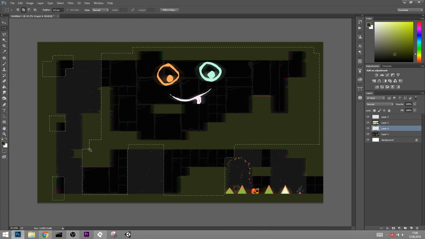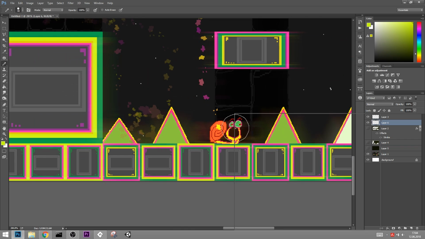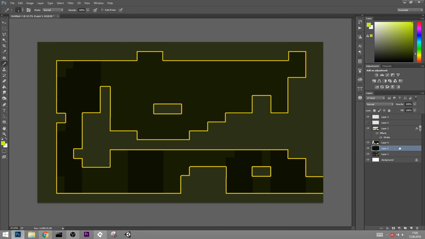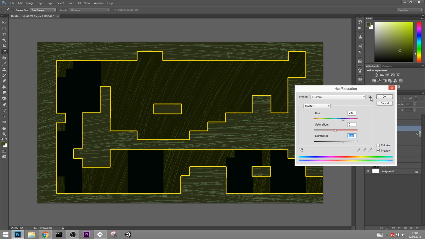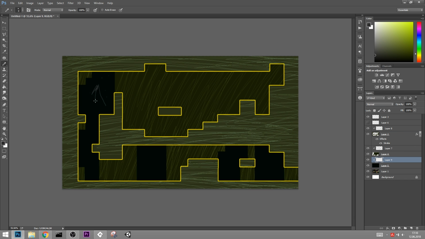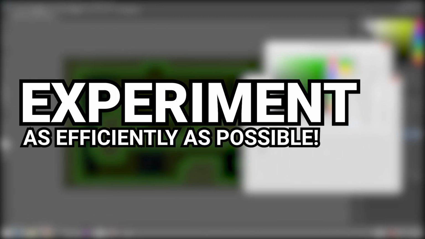So now that we're fully prepared, let's ask the question one more time. How do you create the graphics for your game when you suck as an artist, when you are just really bad at drawing, and when you're just really bad with colors? Now please correct me if you think I'm wrong or if you have a different idea, but I think the best way to handle that sort of situation is just to experiment. And to experiment as efficiently as possible.